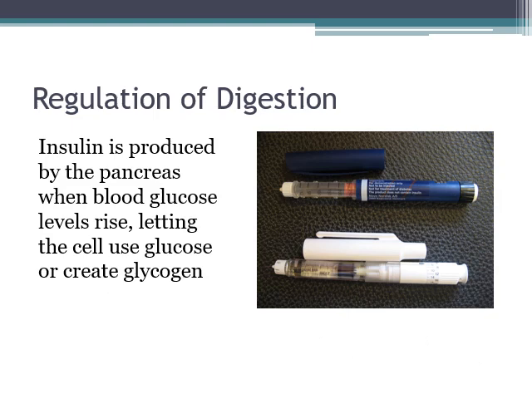We've got to regulate digestion. Insulin's produced in the pancreas. Insulin is a hormone. As glucose levels rise, you get more insulin. And that signals the cell to either use glucose or create glycogen. Do you guys remember what glycogen is? I think we talked about it a long time ago. Glycogen is used. That's glycocalyx, but close. Glycogen is an energy storage molecule in animals.